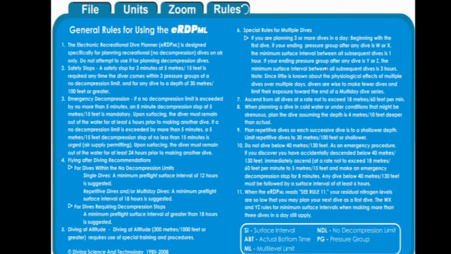Oh, and make sure that you keep these WXYZ rules in your mind for later in the exam when you're asked to plan a minimum surface interval question over a series of dives. You'll definitely get at least one question where you'll find yourself in the W, X, Y or Z pressure group. And although the ERDP-ML will allow you to carry on after giving a warning, it still could lead you to giving the wrong answer. And lastly, here you'll find out what to do if you accidentally dive deeper than 40 meters. So to get back to planning, you just need to click on the Rules tab again.